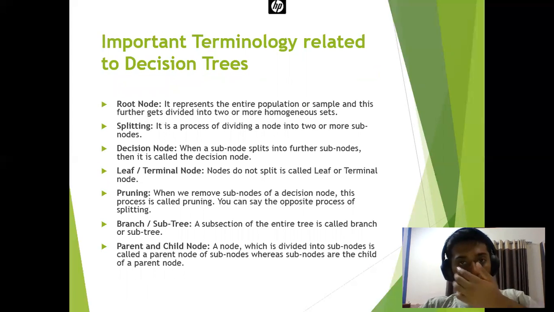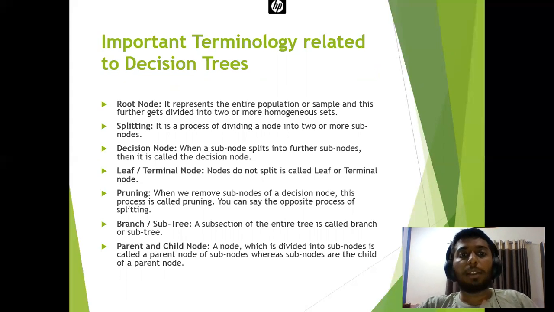Now, these are some important terminologies related to decision trees. Root node. The root node represents the entire population or sample, and this further gets divided into two or more homogeneous sets. Like in our example, we use gender. Now, of any height, it will belong to these two genders, male or female.